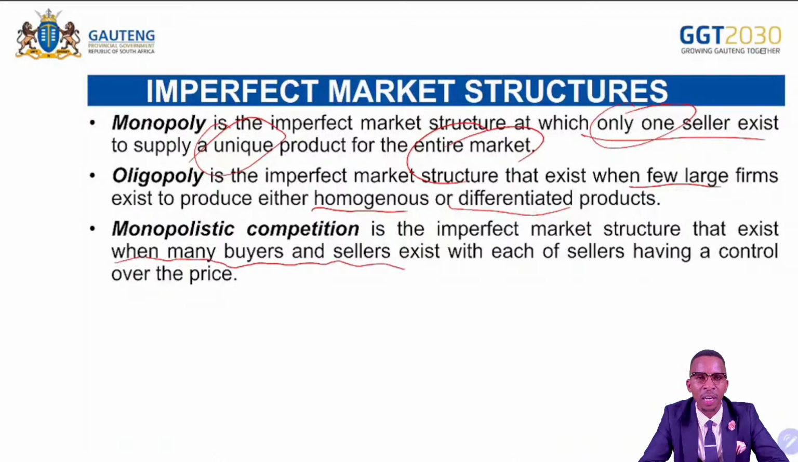Remember, we said under perfect market, there are many buyers and sellers. However, none of them has an influence over the price. Under the monopolistic, there are many buyers and sellers. However, they have an influence over the price. Firms are seen as price setters. So that's why they are categorized as part of imperfect market.